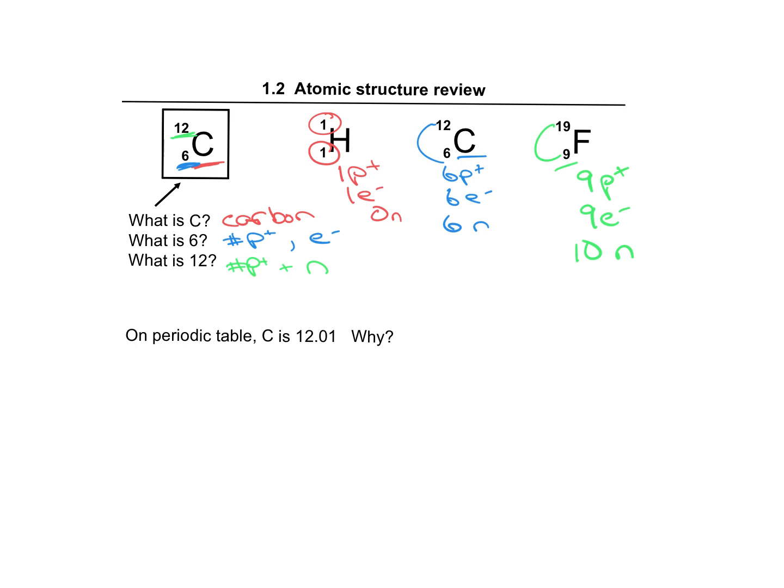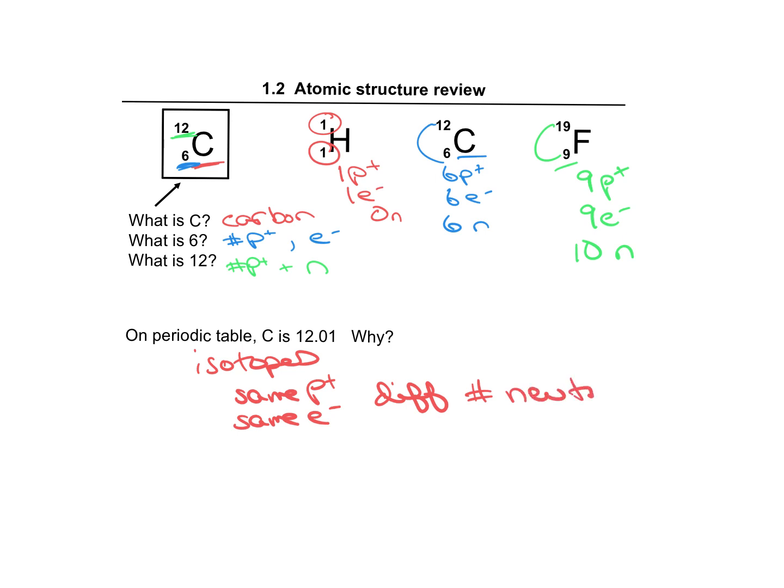Now, if you look at a periodic table, rather than seeing the number 12, the atomic mass, you might see the number 12.01. We need to remember that atoms of a particular element can exist as different isotopes. So an isotope would have the same number of protons and the same number of electrons because we're talking about the same element. So of course that has to be the same. But a pair of isotopes will have a different number of neutrons.